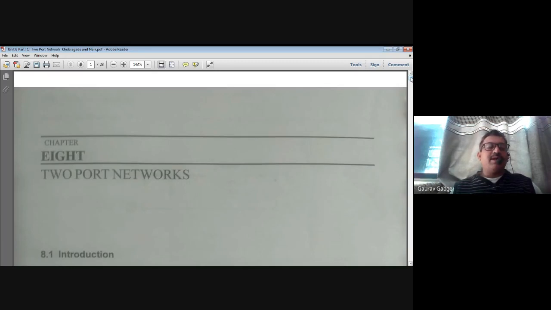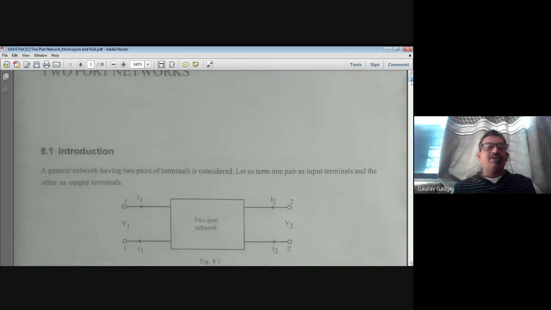Today I'm going to discuss the third part of unit number 6, that is two-port network. To explain this part, I am referring to a reference book, Cobra Gade and Nike, a very nice book which has given the complete details about this two-port network. In the syllabus of third sem electrical network analysis, there are three parameters to understand under two-port network. First is impedance parameter, second admittance parameter, and third is ABCD parameters.